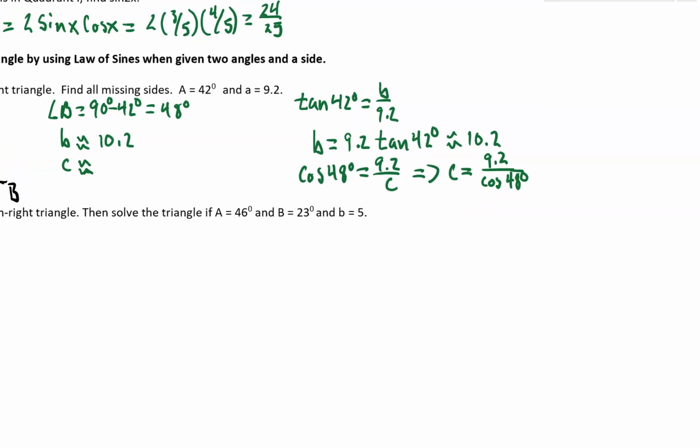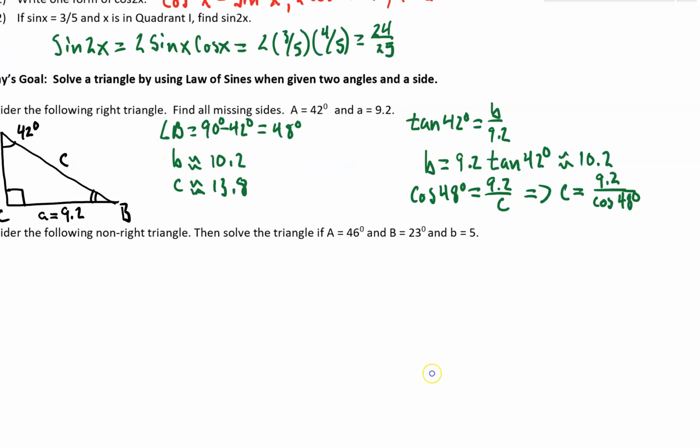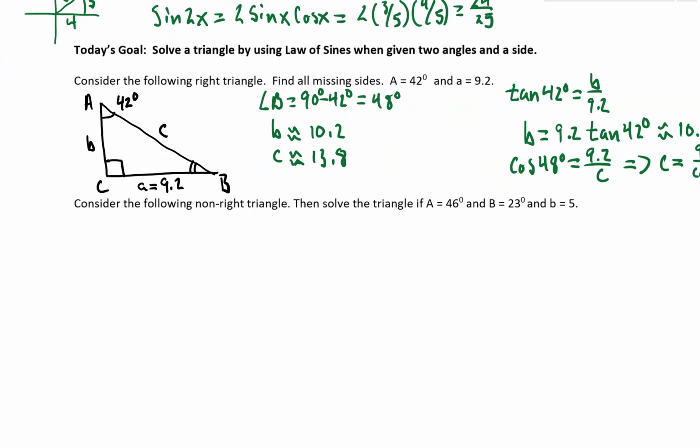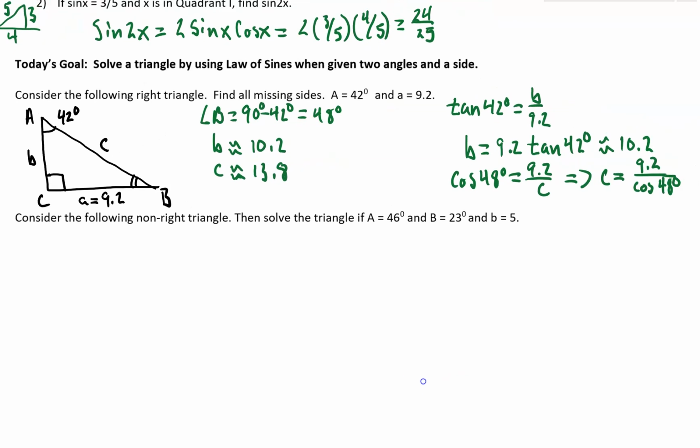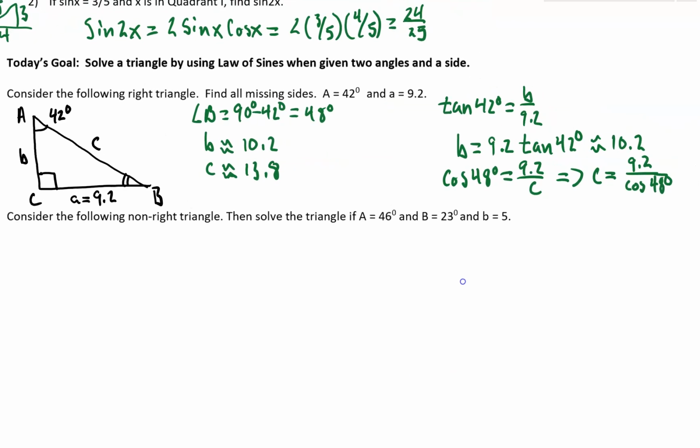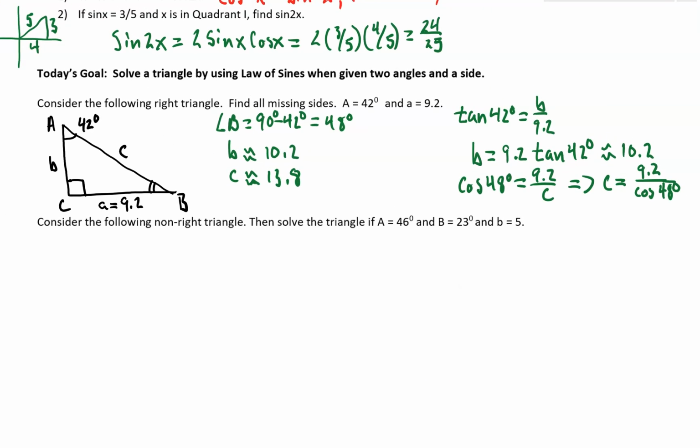You plug that in your calculator as well, and you should end up getting an answer that is approximately 13.8. Now, keep in mind, I'm solving this, but because these are going to be rounded off answers, you're going to have approximations. So hopefully this makes sense. Hopefully this is coming back from geometry. This is basically what you would do in geometry to solve a right triangle.